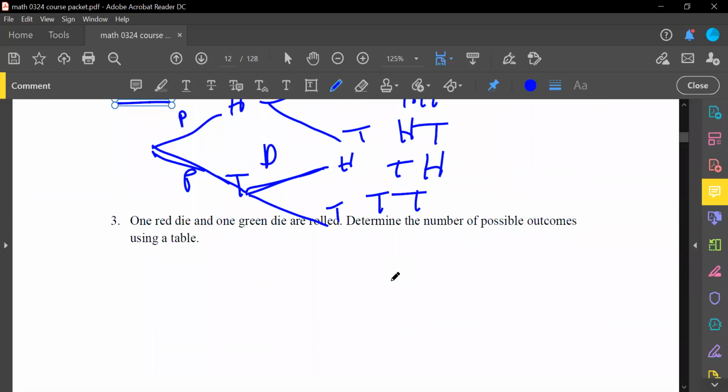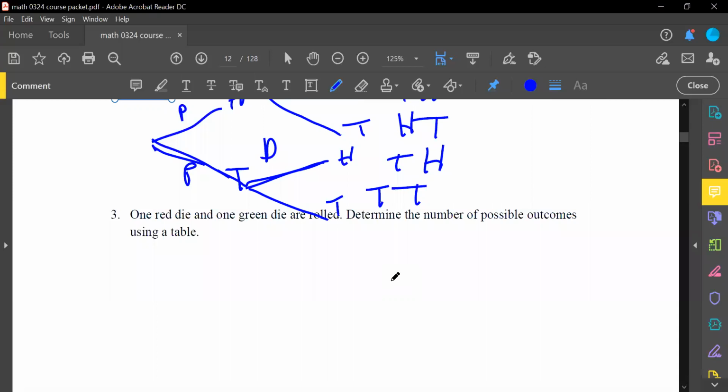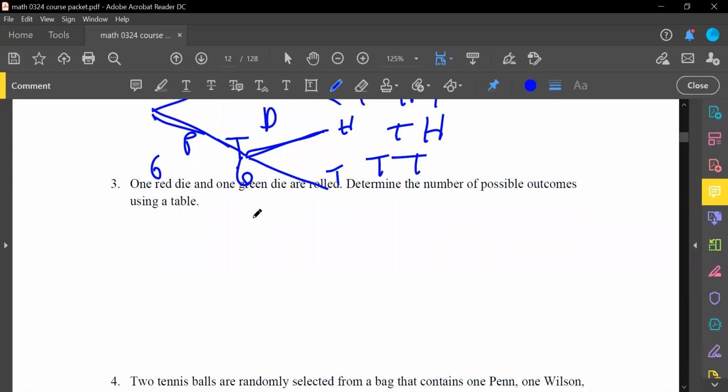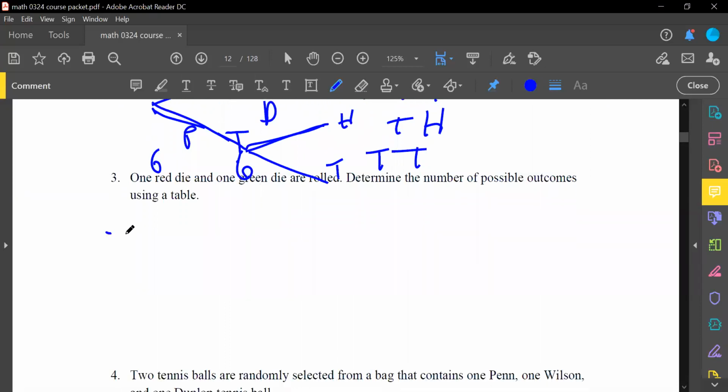Okay, one red die and one green die are rolled. Determine the number of possible outcomes. Now, using a table. A table is not the most efficient way to do this because I know there's 6 choices for the red die and 6 choices for the green die, so there should be 36 of them. But we're going to start making a table anyway. So I'll let the red die go this way and the green die go down.